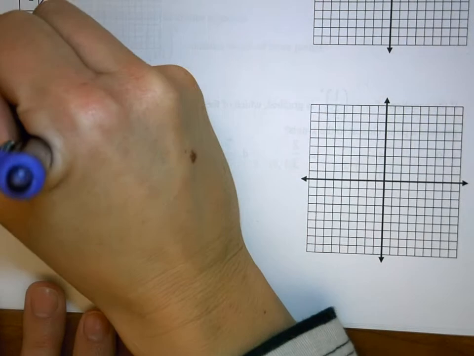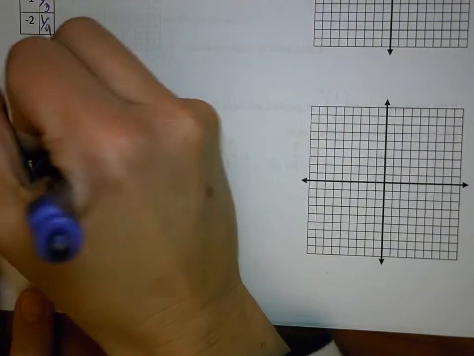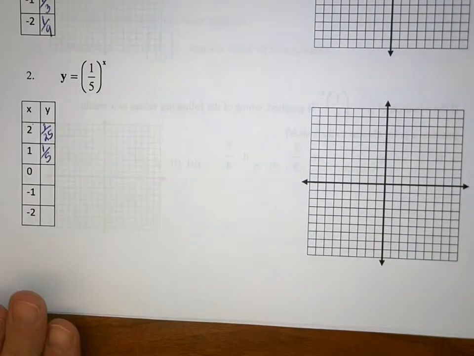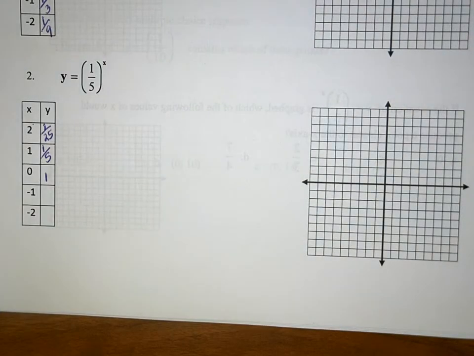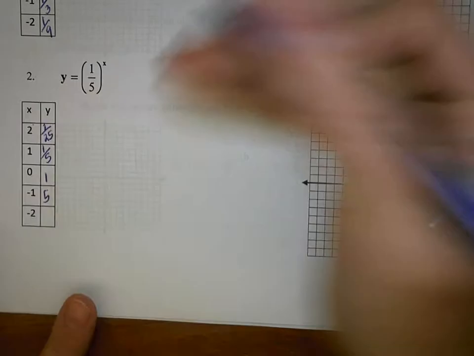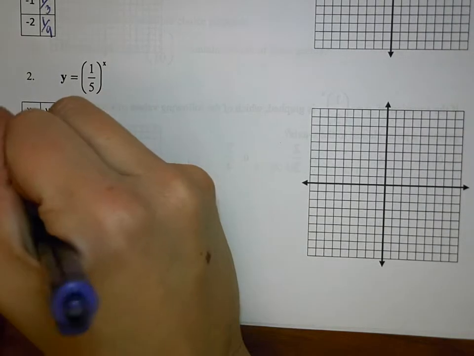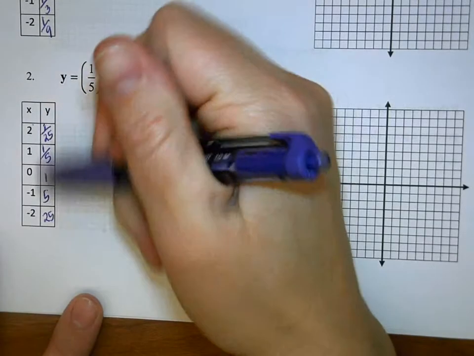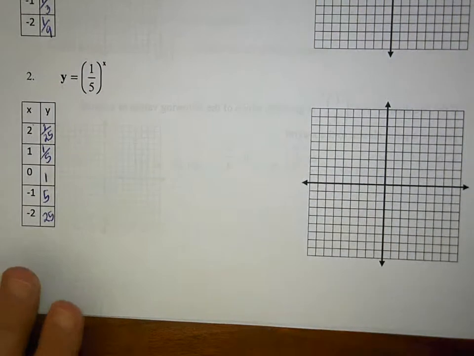Very good. 1/5 to the first power is? Good. 1/5 to the 0 is? 1. What's going to be 1/5 to the negative 1? 5. And 1/5 to the negative 2 would give me 25. And remember that they end up being the reciprocal of each other's, right? Okay, so let's graph them.